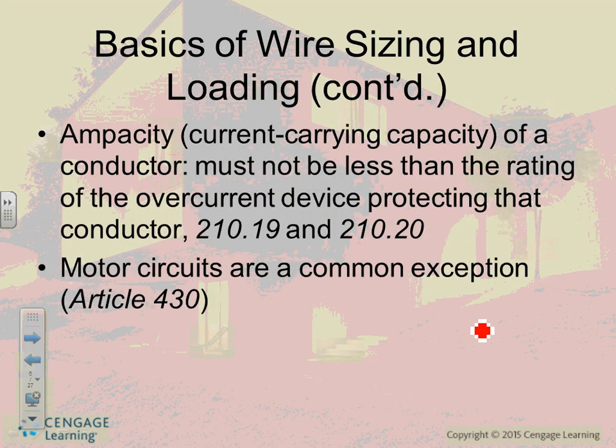There's something called ampacity that is very, very important, guys, to understand. Ampacity is the current carrying capacity of a conductor. The ampacity of a conductor must not be less than the overcurrent protection device that protects it.